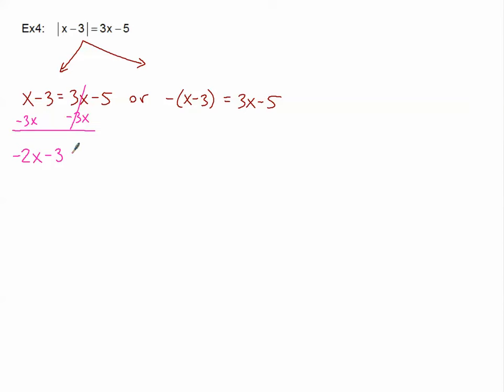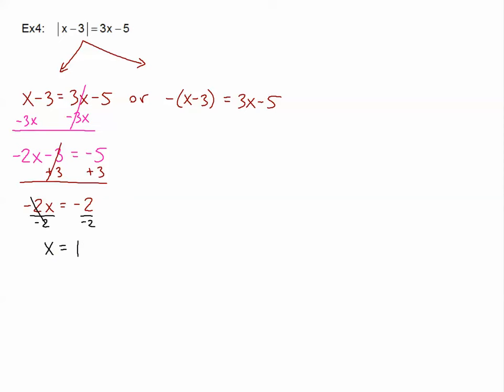I still have my minus 3, I'll deal with that next, and I have a negative 5 here. My next step, since I chose the left side for my variables, I might as well choose the right side for my numbers. So I'll add 3 to the right side. I'll have negative 2x is equal to negative 2. And then one last division, get rid of the coefficient, and I have x is equal to 1. I'll come back and check that.